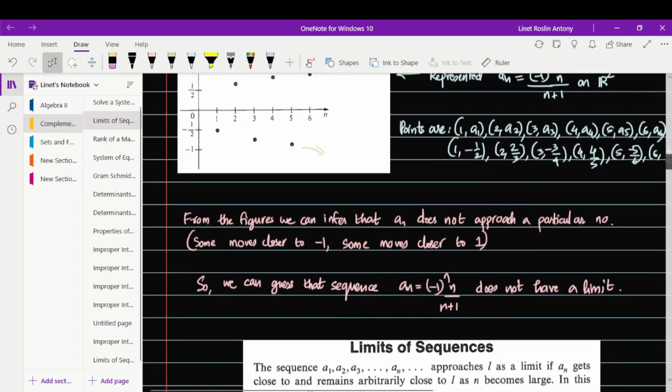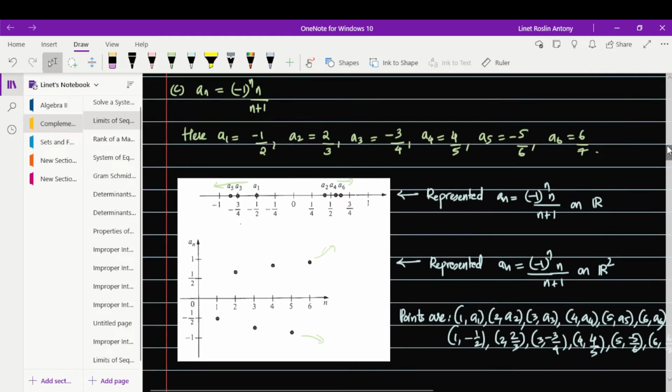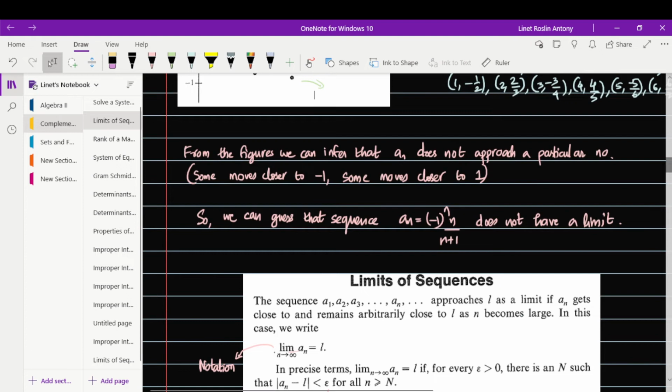So from the figures, we can infer that an doesn't approach a particular number, because some move closer to -1 and some are moving closer to 1, right? So that is not the case. We need all of them to approach one particular number. So we can infer that the third sequence, an equal to -1 raised to n, n by n plus 1, doesn't have a limit.